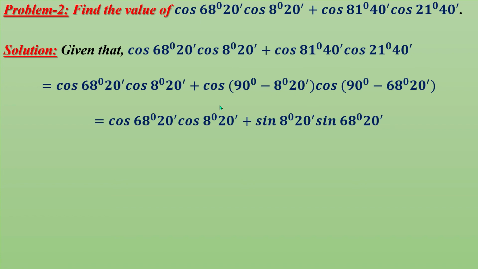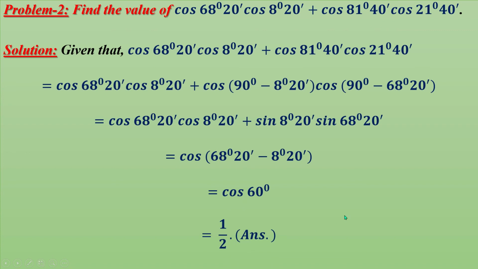Okay, for making the formula we have to write this as a result. This makes a formula, that means cos(A−B), because here is cos A cos B plus sin A sin B, which means cos(A−B). A means 68 degree, that means the greater angle, B means the small angle, that means 8 degree 20 minute. After calculating, we'll get cos 60 degree, which equals half. This is the required answer.